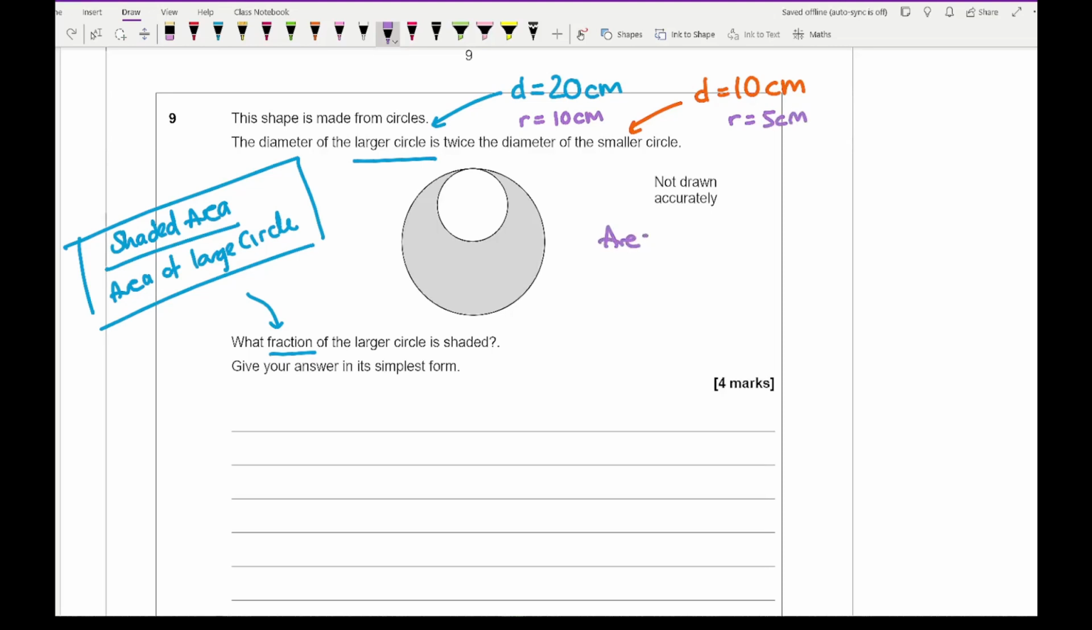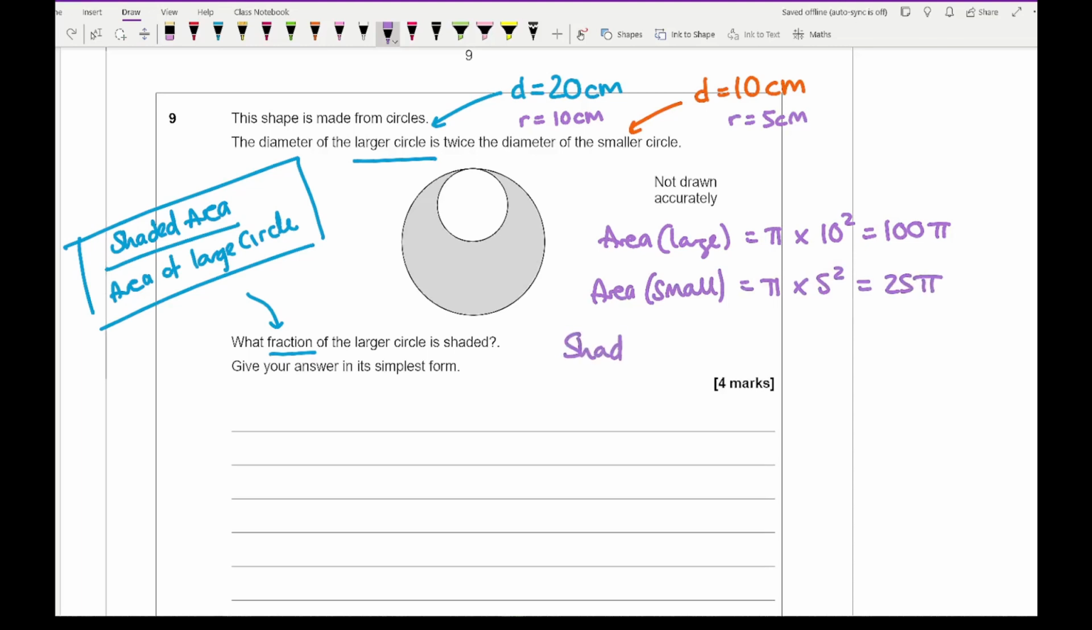Now the area of the large circle is going to be pi times the radius squared, which is 10 squared, which is 100 pi. Now the area of the small circle is going to be pi times 5 squared, which is 25 pi. So that means that the shaded area is going to be 100 pi minus 25 pi, which equals 75 pi, because the shaded area is always the big shape, take away the smaller one.